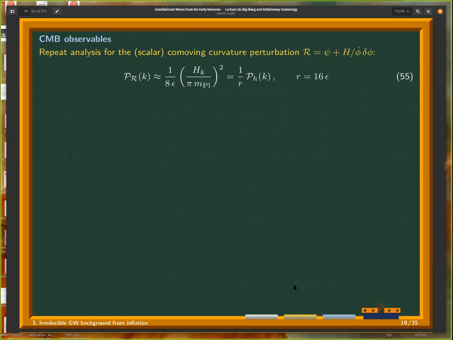All right, I am a bit over time, 10 minutes over time, but I can wrap up within just a few minutes, because now I want to talk about the observational consequences of this calculation.